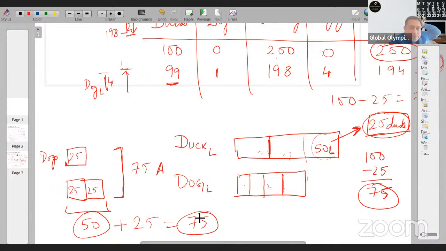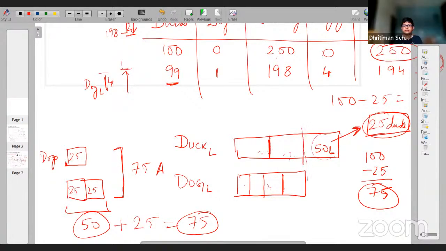Yeah, Ditiman. So when you were doing with that bar, I was getting a little bit confused. I'll again explain to you. So first we compare. What is the comparison given? The comparison is given between their legs, correct? Yes, sir. So the ducks have 50 extra legs. So this part is 50 legs.